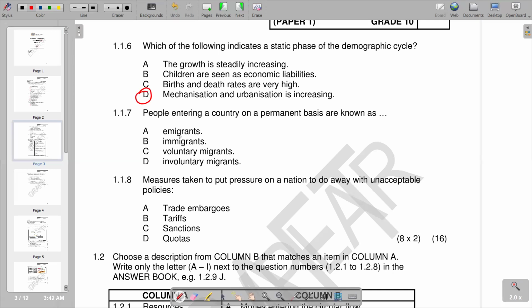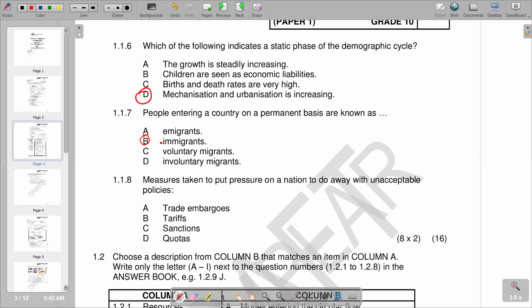Right. And then we have got 1.1.7. People entering a country on a permanent basis are known as, then we've got immigrants, voluntary migrants, involuntary migrants. So we see that when people are entering a country, we describe it as immigrant, and the immigrant starts with an I, which is this one. So it makes B our correct answer. Then immigrant becomes opposite when people are going out of the country. Then it becomes emigrant. So this is what we have.